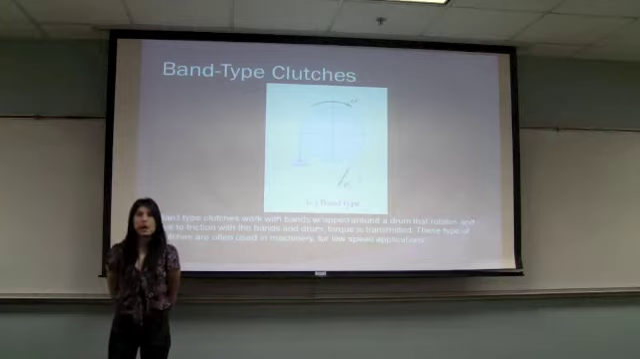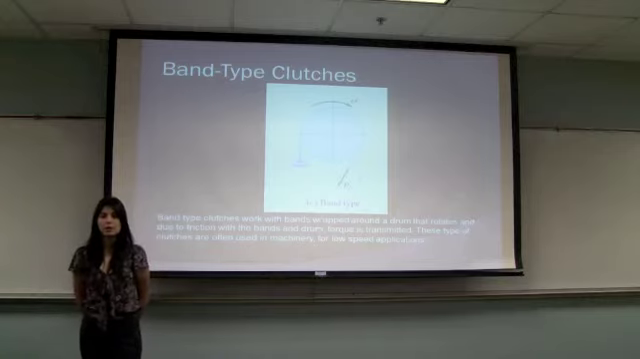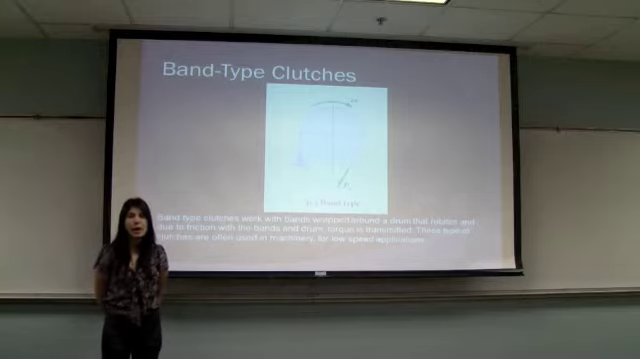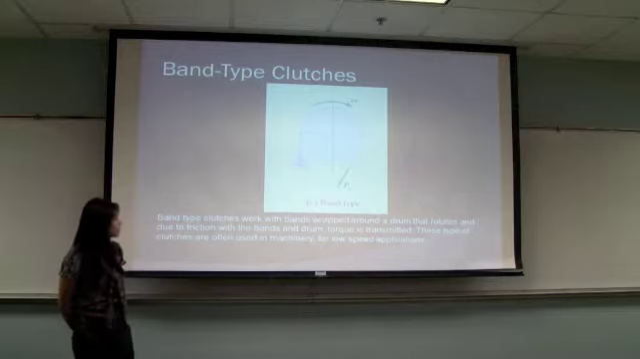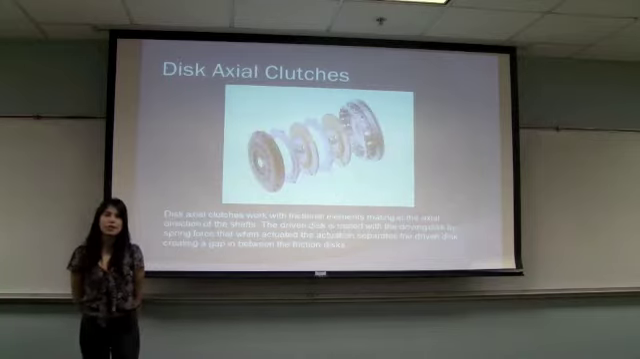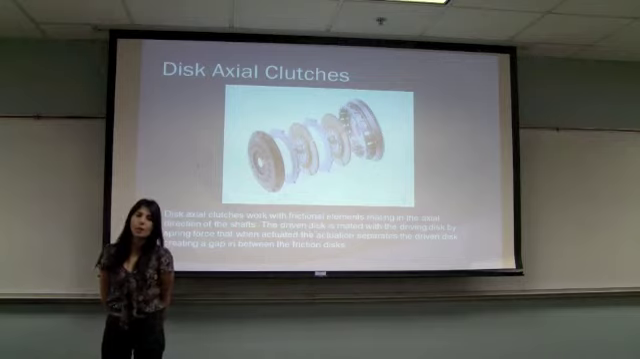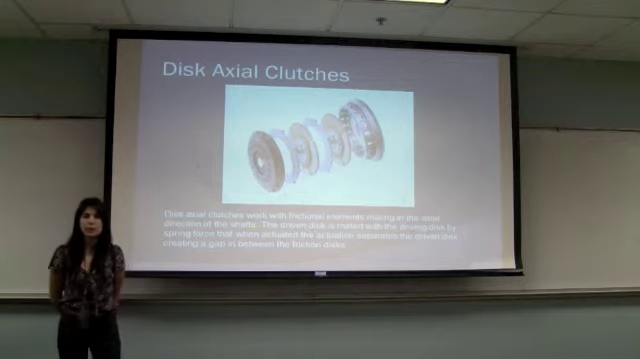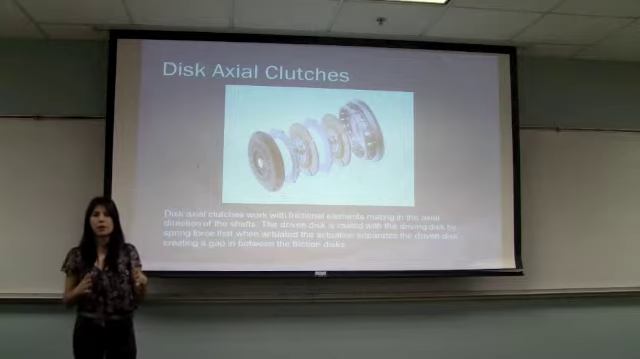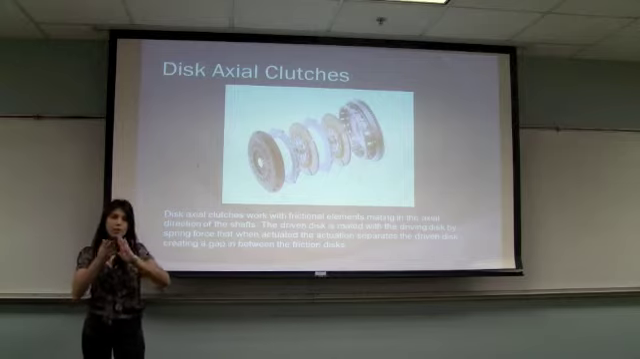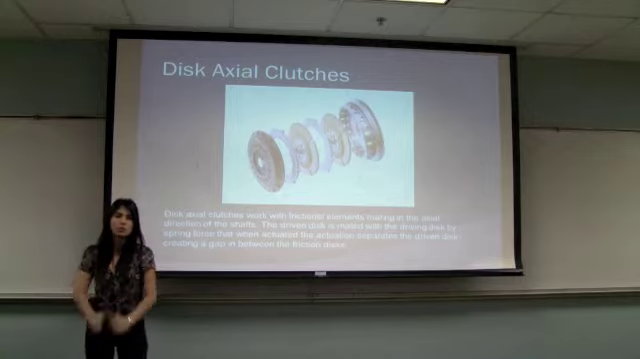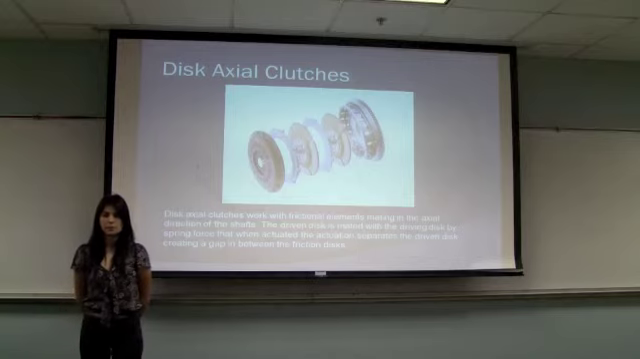Band-type clutches work with bands wrapped around the drum that rotates, and due to friction between the bands and the drum, torque is transmitted. These types of clutches are often used in machinery for low-speed applications. Disc axial clutches will be talked about later by Joseph, explaining the actual design. The way they work is that the frictional contact is in the axial direction, parallel to the two shafts that are being rotated.